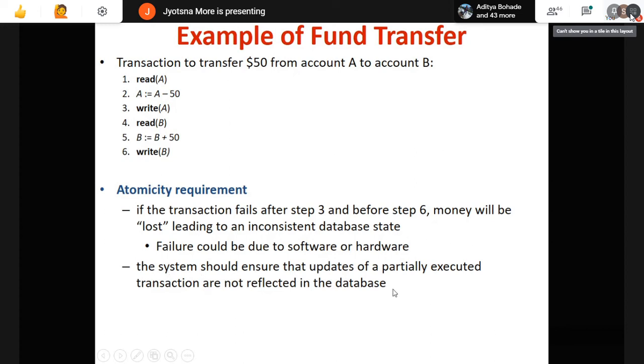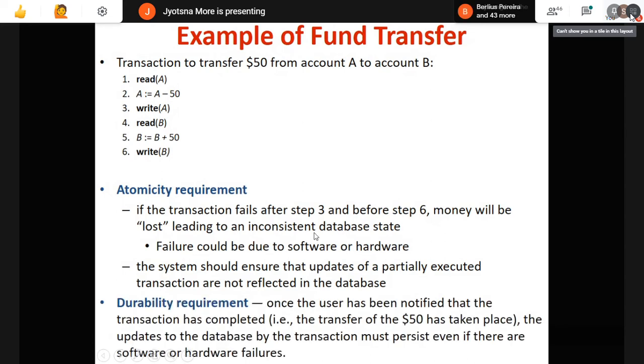The system should ensure that updates of a partially executed transaction are not reflected in the database. Complete execution or not at all. If there is a problem somewhere, roll back all the steps so that this does not happen, and you will get your result. That is the atomicity requirement you have to check. So always explain your answer in terms of one of the transaction examples. This is one of the best examples to explain.